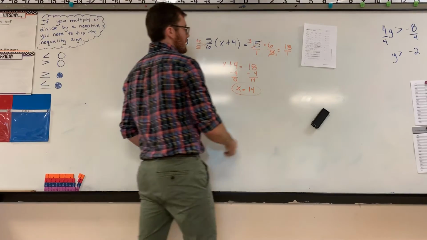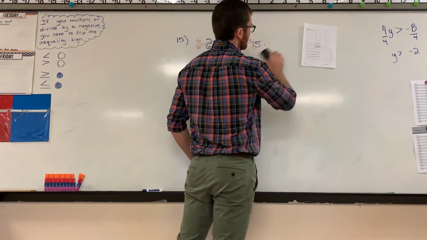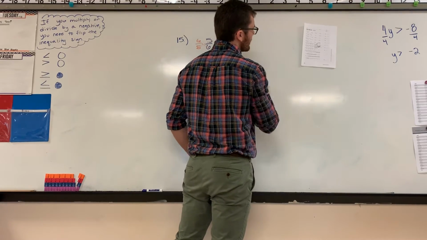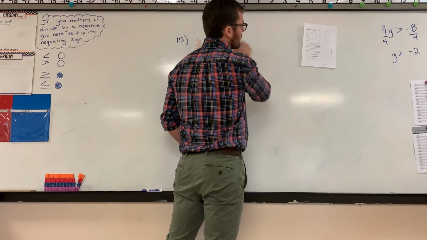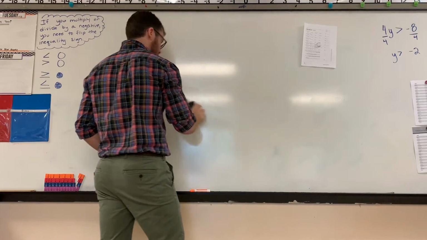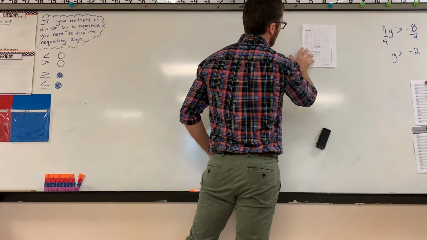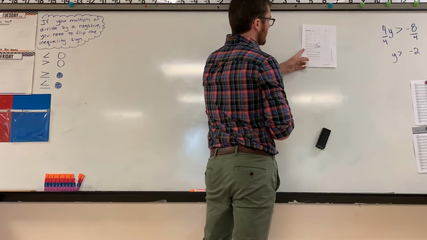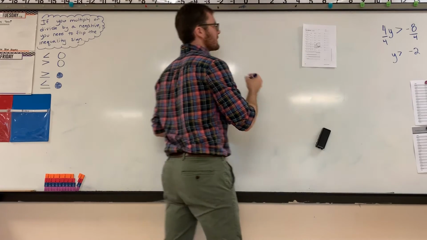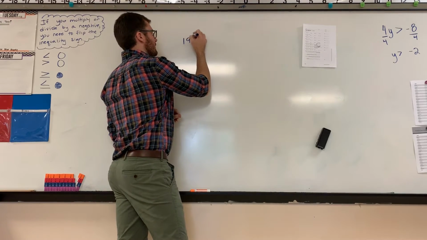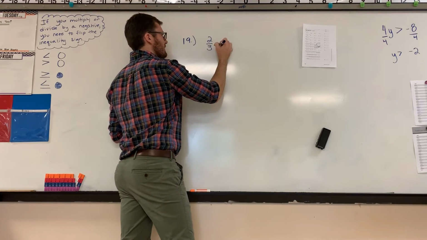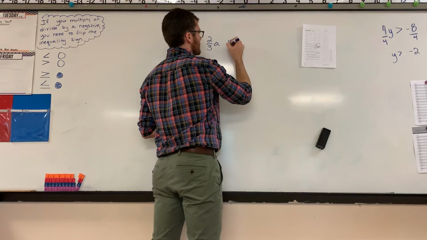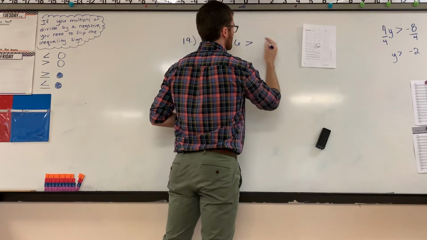All right, so number 16, let's take a look at number 18. Actually, I want to take a look at number 19 first. So I've got number 19 at 2/3 times a plus 6 is greater than 0.